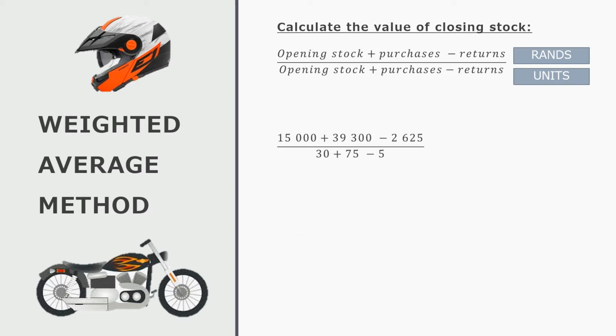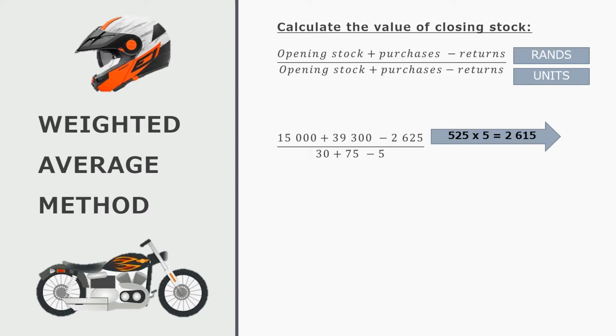All right, and if we do that, your opening stock in rand value was 15,000 rand at the beginning of the year. Our total purchases was 39,300. Our returns was 2,625. Remember, that is the 5 helmets that we have returned from the August stock. The unit price of those was 525 each. So 525 times 5 is going to give me the 2,615, which is the rand value of my returns.